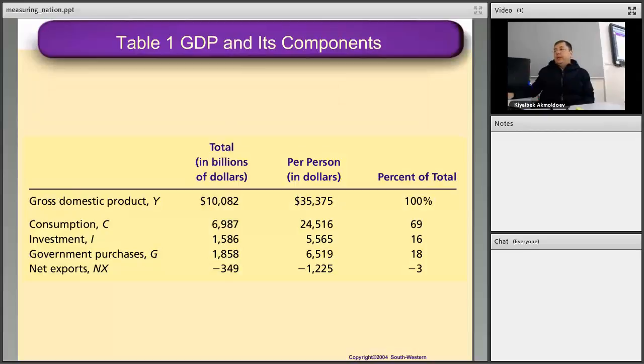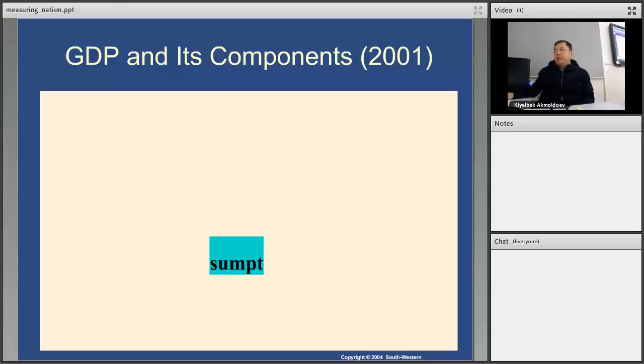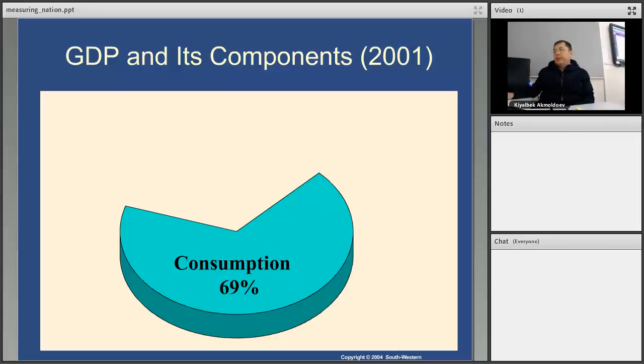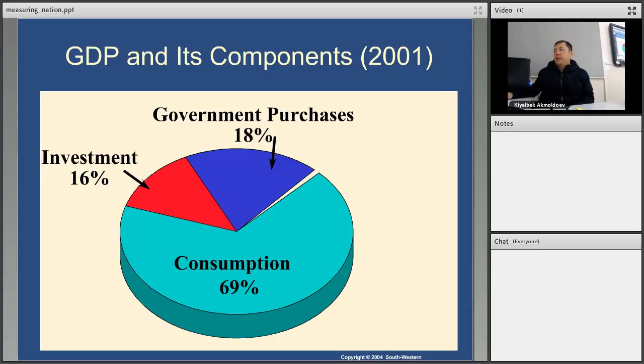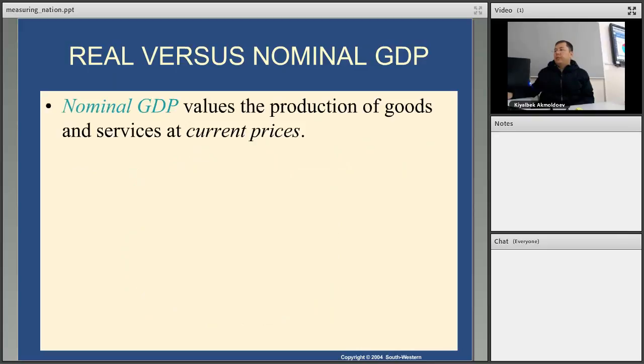If you look at the percentage of gross domestic product in the United States, I think this is the statistics in general, how much it is spent. So according to 2001 statistics in the United States, 69% of GDP is calculated by consumption. You see, it is the biggest part. 16% goes to investment. Next one, 18% goes to government purchases, and minus 3 is net export. Minus 3 means import is more than export. That's why it is minus 3 in general.